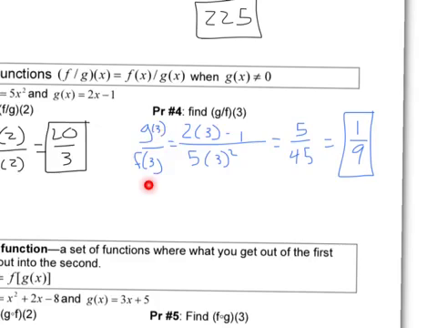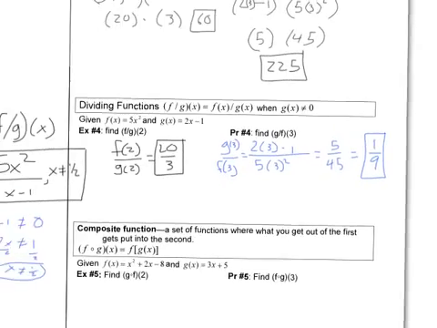Okay, so you should have had g of 3 over f of 3. That's how you find g of 3. This is how you find f of 3. That's 5 over 45, which is 1 over 9. And that's how you would solve that one.